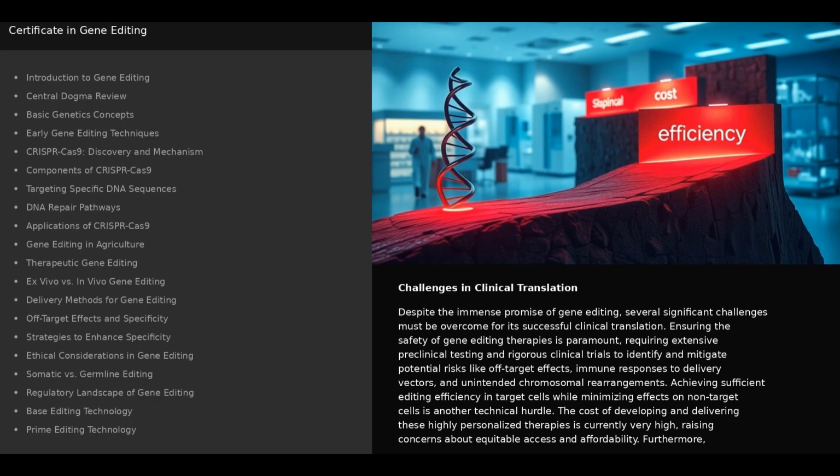Addressing these challenges requires interdisciplinary collaboration among scientists, clinicians, regulators, and policymakers. Overcoming these hurdles is critical for gene editing to move from promising research to widely available treatments. The path to clinical success is complex, but holds significant potential for patient benefit.